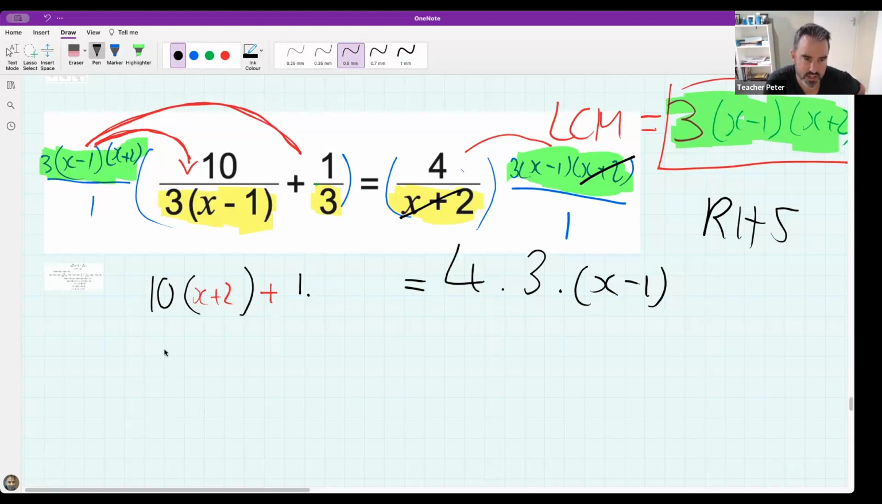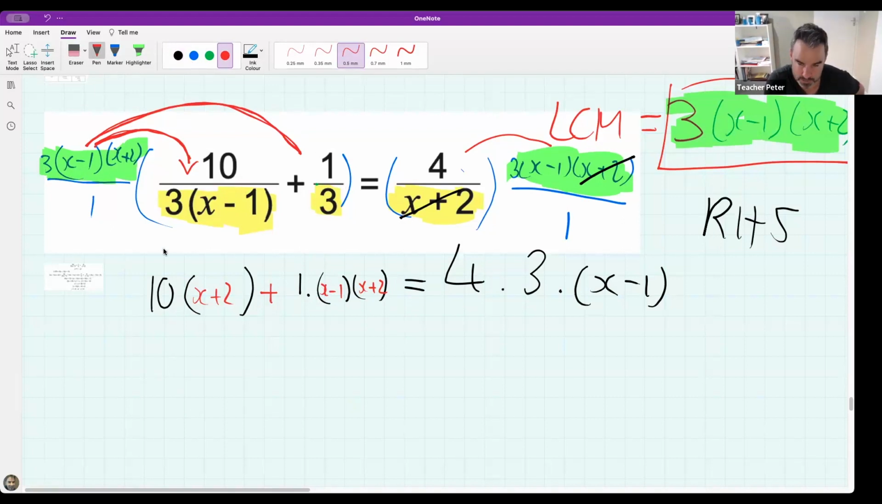What is going to be left next to the 1? Now, this is the tricky thing. There's going to be 2 things, and it's going to be x minus 1, and it's also going to be x plus 2, because only the 3 got cancelled out. And so the stuff on top needs to be multiplied by 1.